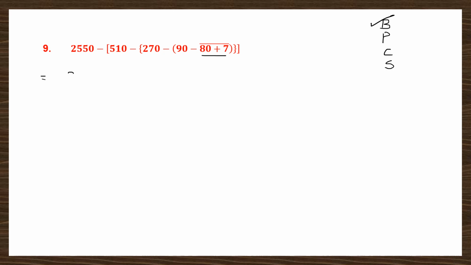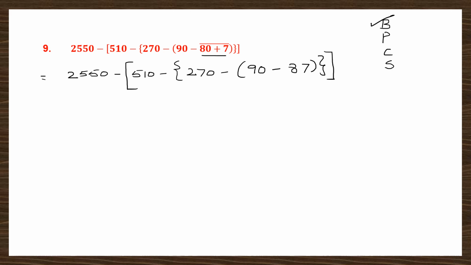So the rest of it will remain as it is, 2550 minus, we have the square bracket 510 minus curly bracket 270 minus parenthesis 90 minus. Now let's work out what's under the bar bracket. 80 plus 7 is 87. So bar bracket is removed, close all the other brackets. So now we have three brackets left, the square bracket, the curly bracket and the parenthesis.